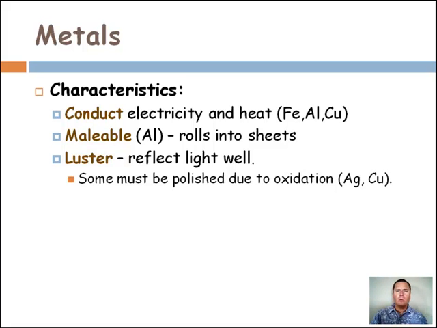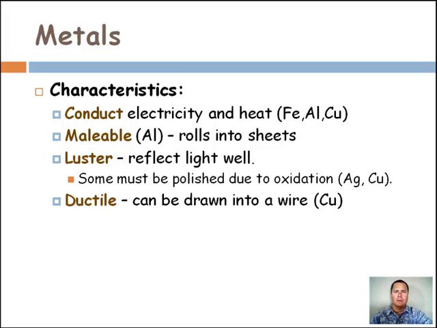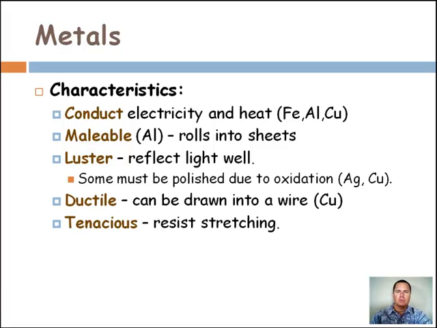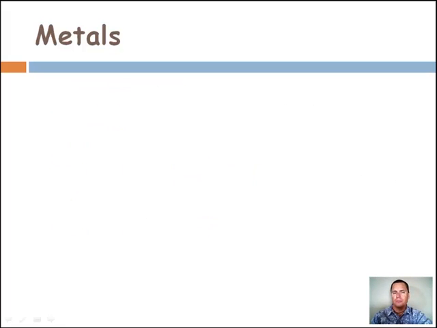Okay. But what we see is that even though luster is a characteristic, some must be polished due to oxidation. Think about the Statue of Liberty, right? Made of copper, but it's kind of got that greenish oxidation. So if we shined it up really good, we'd get a nice shiny Statue of Liberty. Okay, they're ductile, meaning the metals can be drawn out into a thin wire. Think about copper wire. They're tenacious, which means they can resist stretching. They don't stretch at all.